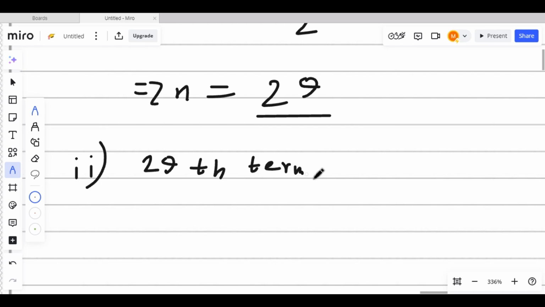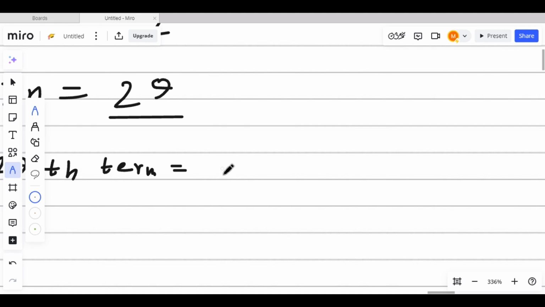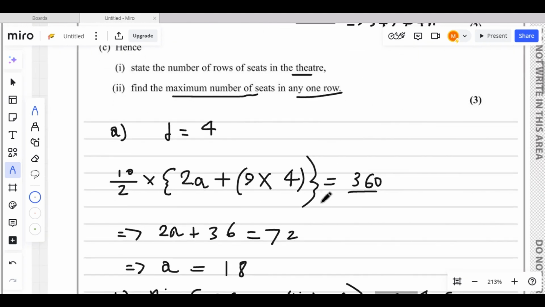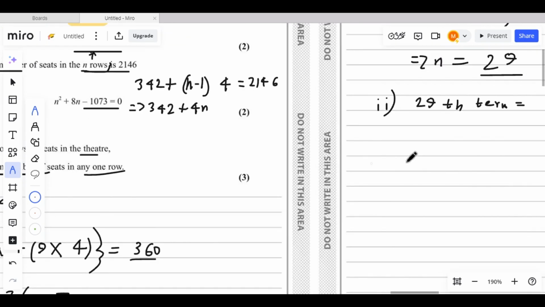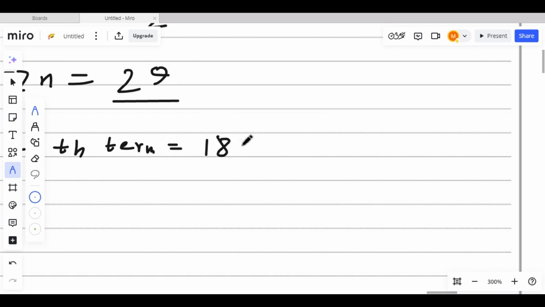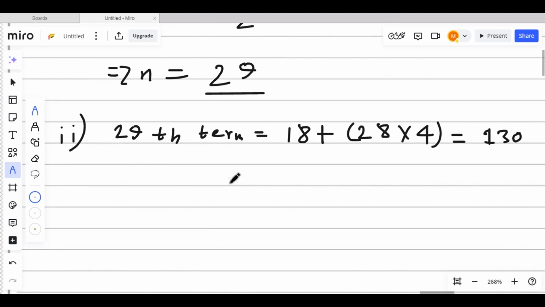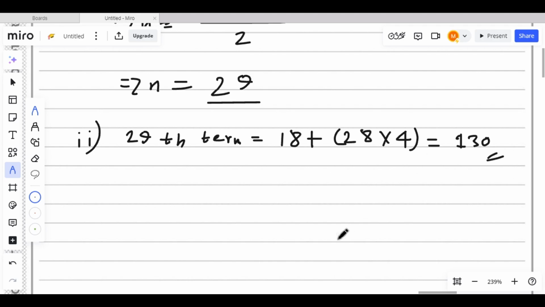So that would be what? A is what? 18. Okay, A plus n minus 1, so 29 minus 1, this is 28, times the common difference. This is 4. So what would be the total? 130. So the answer is, the maximum number of seats is 130 in this theater. That's it.